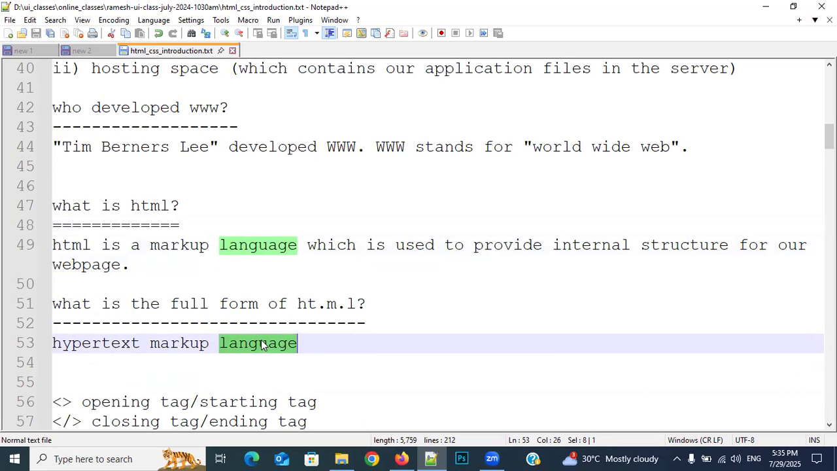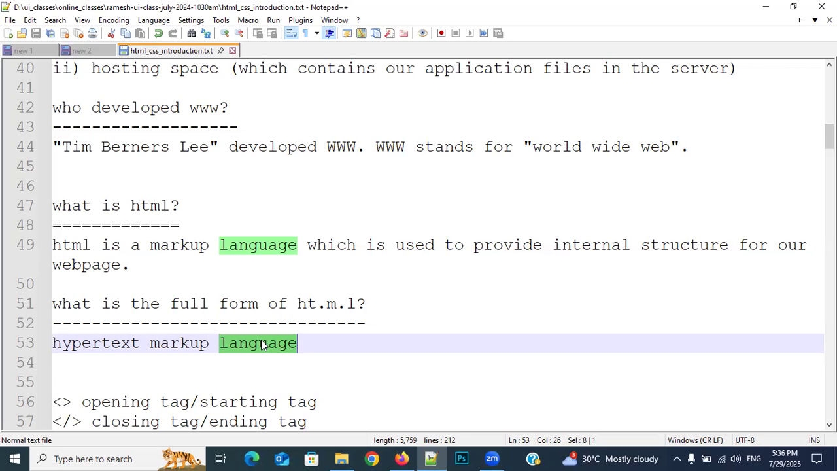For communication purpose. Then what does a language contain? A language contains alphabets. By using alphabets, we create words. By using words, we can create sentences. And sentences should follow proper grammar.